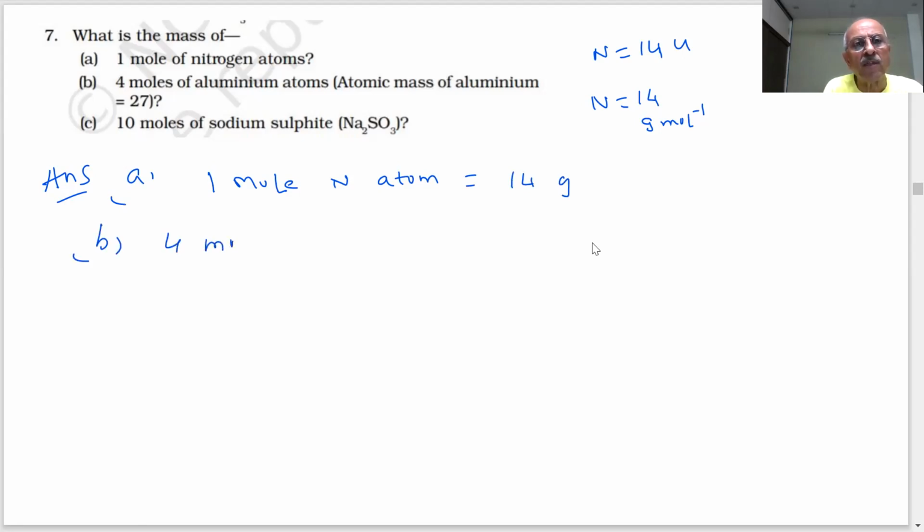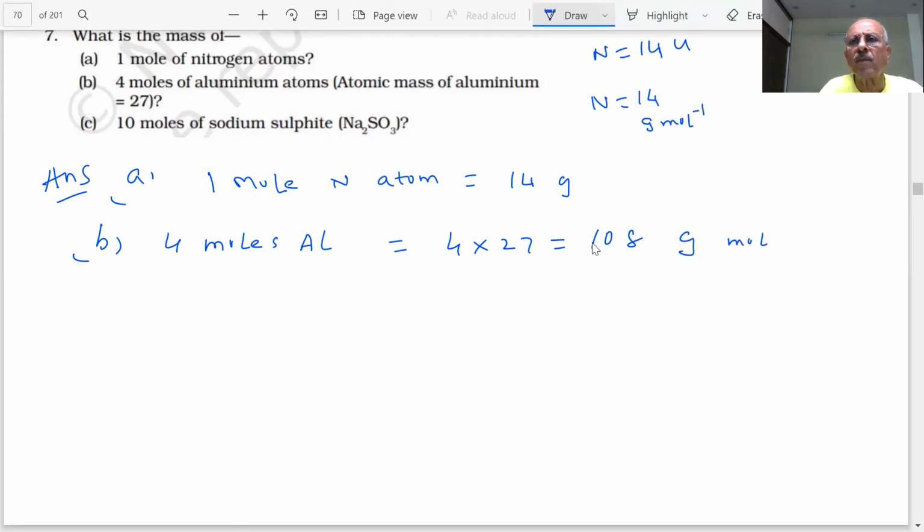4 moles of aluminium atoms. How much will it be? 108 gram. It is not 108 gram per mole. Why am I not saying per mole? These are grams only because they have given the moles.